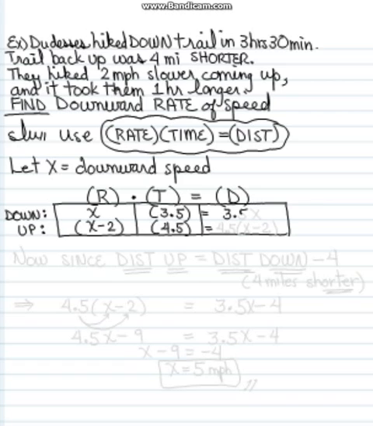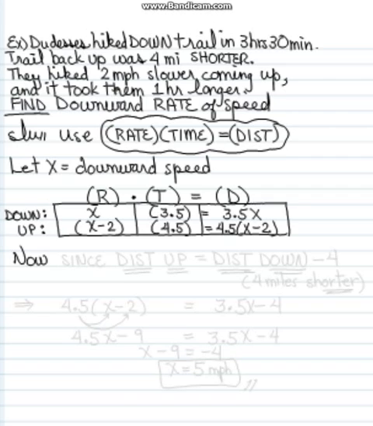Now, going down, well, look, the formula says the rate times the time equals the distance. So just multiply the rate for the downward trip, x, times the time, 3.5, and that will give you the distance that they traveled, 3.5 times x. And for the upward trip, the rate was x minus 2 times the time, 4.5, gives you 4.5 times parenthesis x minus 2. Okay, now comes some ingenious thinking where you're going to be able to come up with an equation, and this is it.